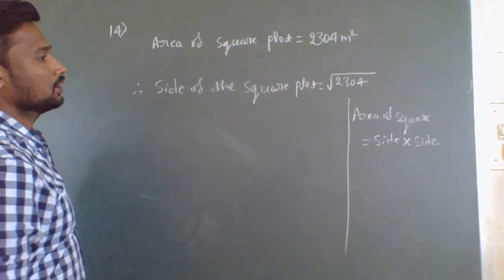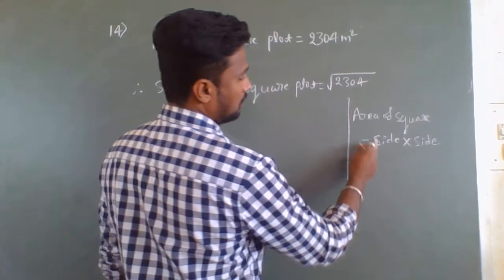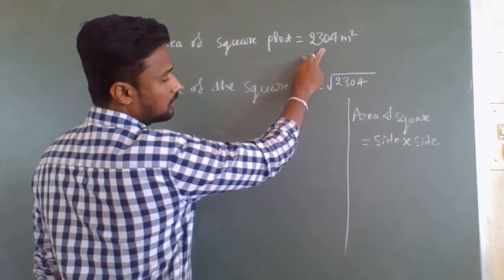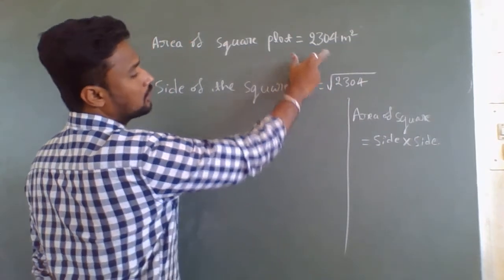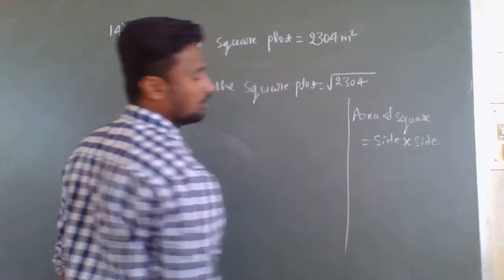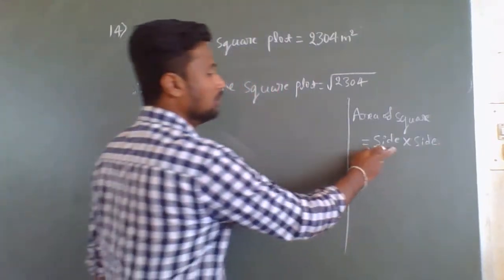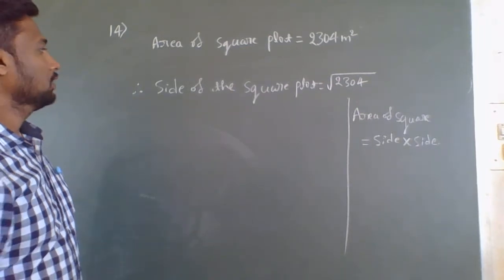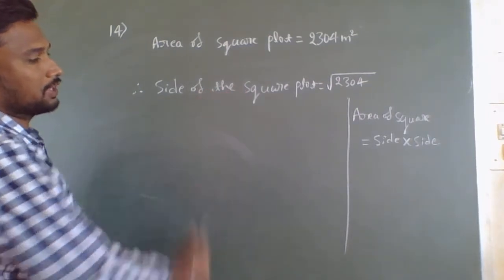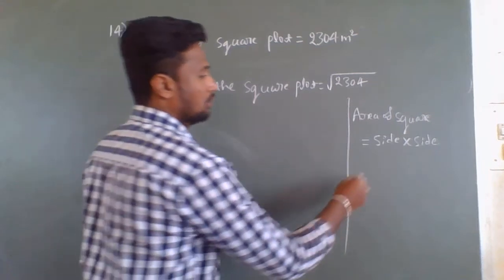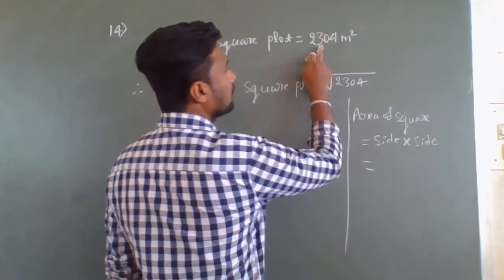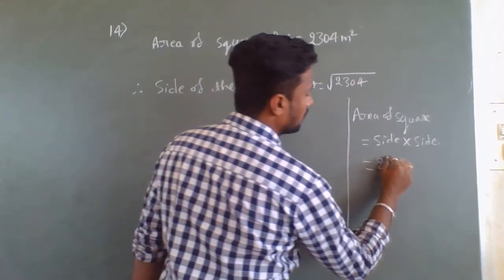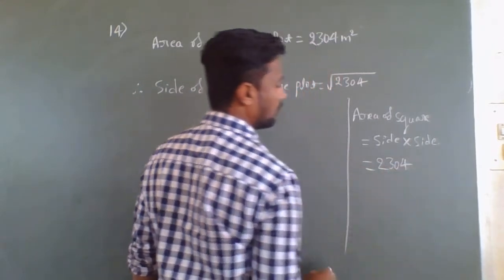Okay. So here they are given the area of the square, 2304, which means this is the answer of side into side, or the product of side into side. Here they are asking for the side of the square. Side into side means what I will get here, the area of the square. So the area of the square they have given is 2304.